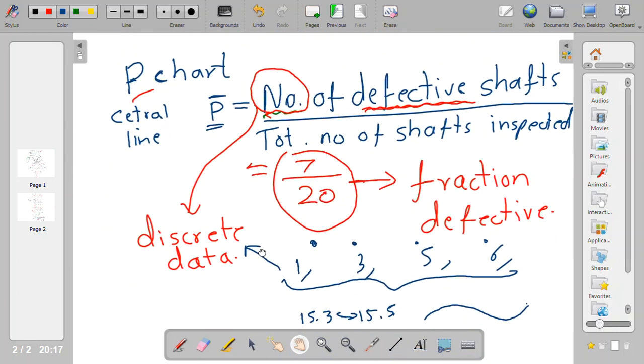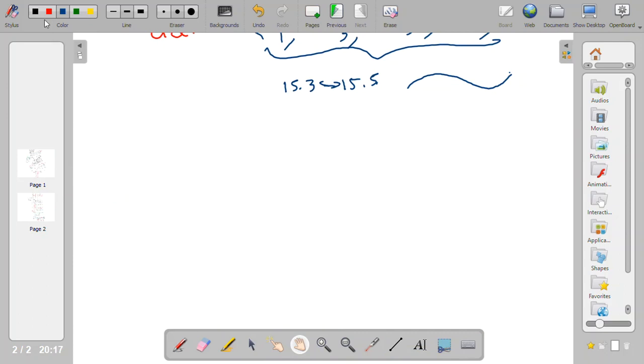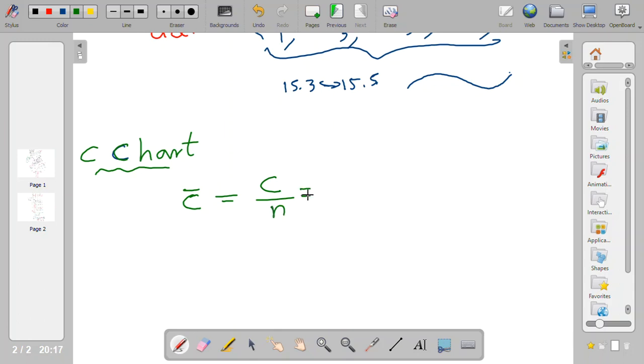Okay, then next is the C chart. So what is the C chart? Just the definition. C bar equal to C divided by n, C divided by small n. So what is C divided by small n? Number of defects, not defectives.